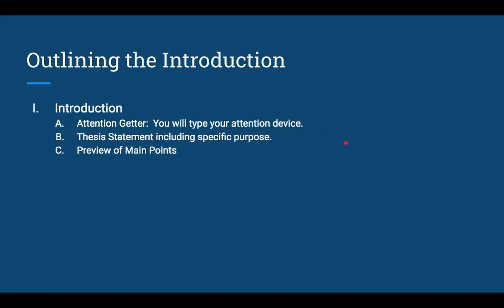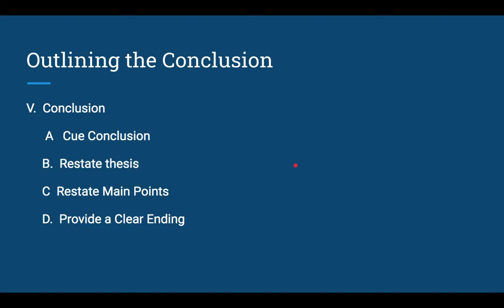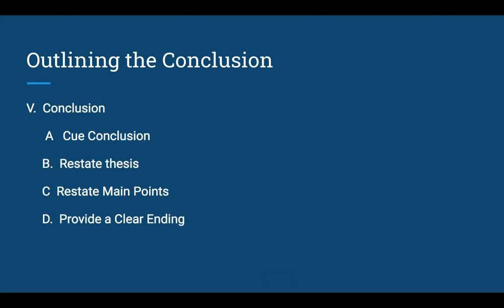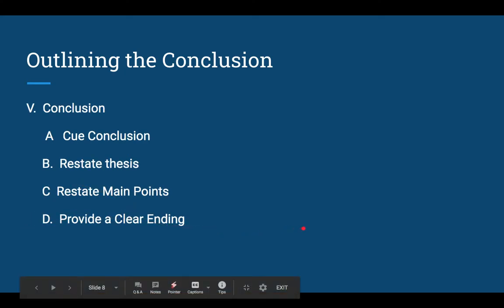You'll type that out beside B, and then you'll preview your main points and you'll type out what those main points are. Also outline your conclusion. Similarly, you'll have conclusion, then you cue your conclusion. In conclusion, today we've discussed how to outline. So this sometimes will go together. We have discussed main points, subpoints, and details, and then provide a clear ending. In the future, I hope that you have an easier time when it comes to developing formal outlines for this class. So you'll type all of those things out to develop that conclusion.